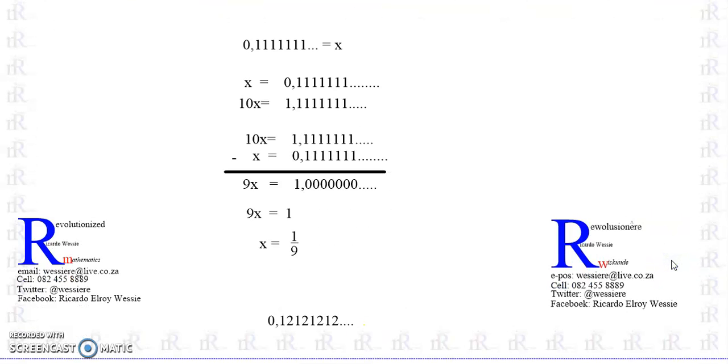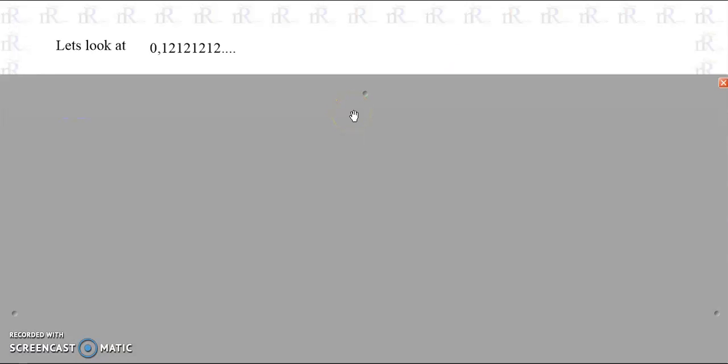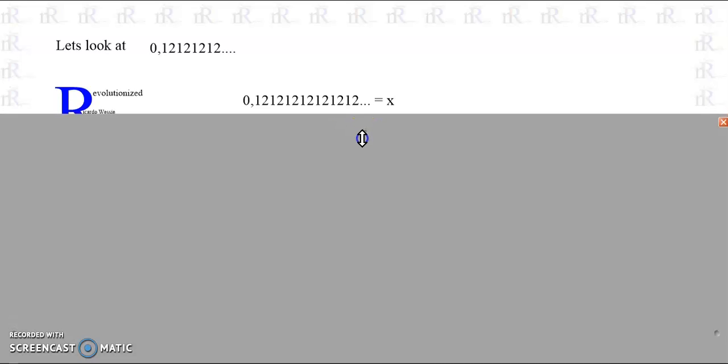So you see that it is relatively easy to get to our answer of 1 over 9 if I rewrite it as a fraction. The next one we will look at is 0,121212. We look at 0,121212 and we say let's call that x. So we equate it to x. We say the number is equal to x.